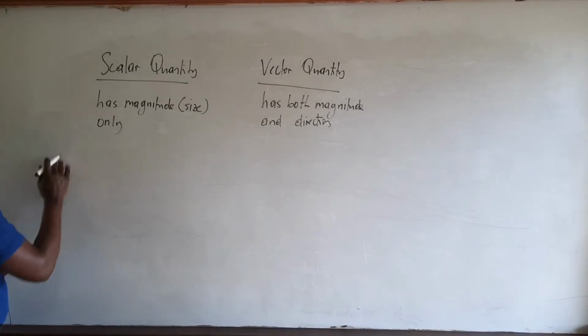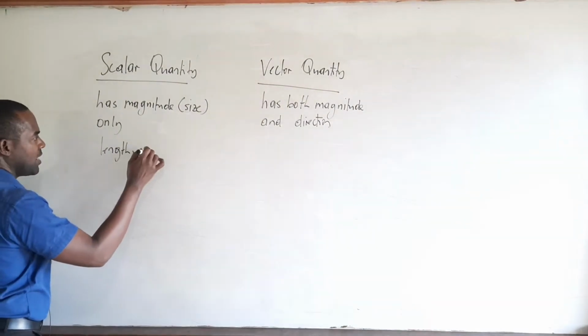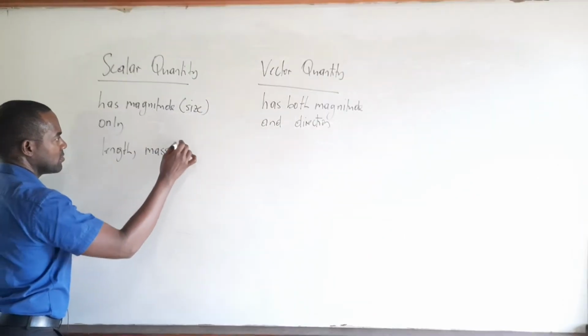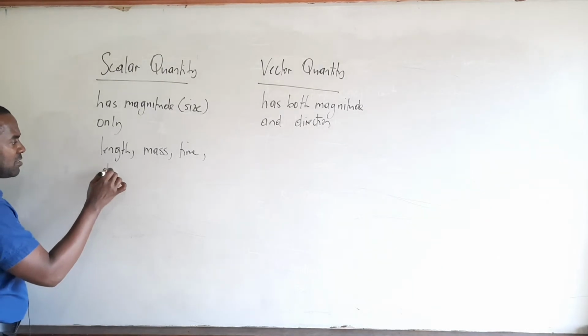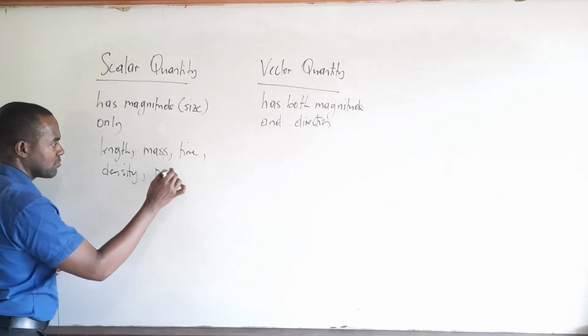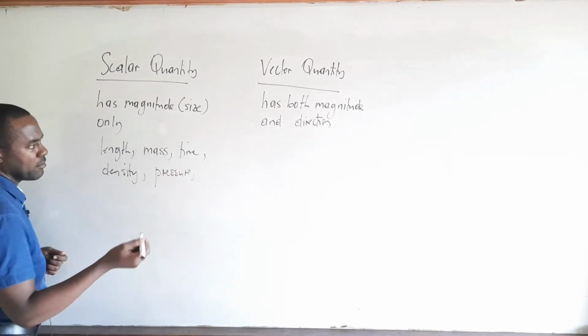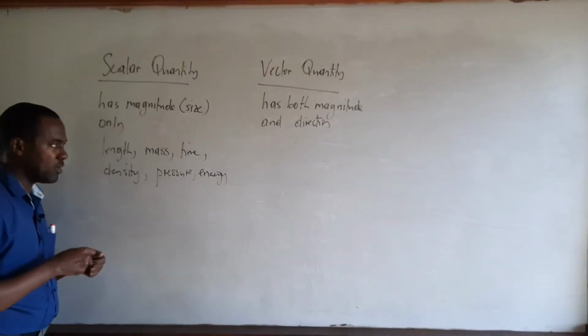Examples of scalar quantities include length, mass, time, density, and pressure. Look at another, energy. Energy is also a scalar quantity.